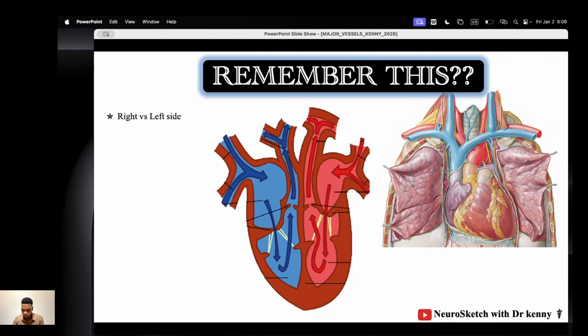But what's the difference between arteries and veins? We said the arteries carry blood away from the heart, and the veins carry blood into the heart. The vessels that carry blood into the heart are called veins, and the vessels that carry blood out of the heart into the rest of the body for circulation are called arteries.